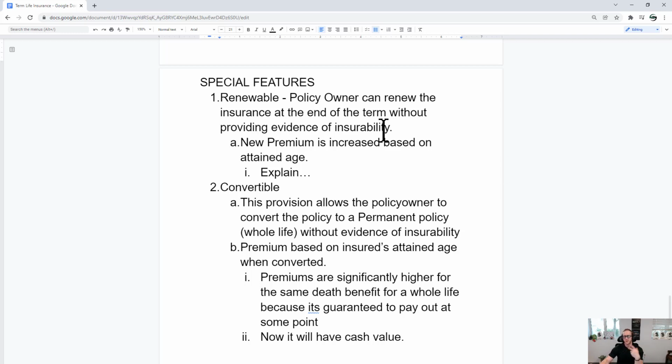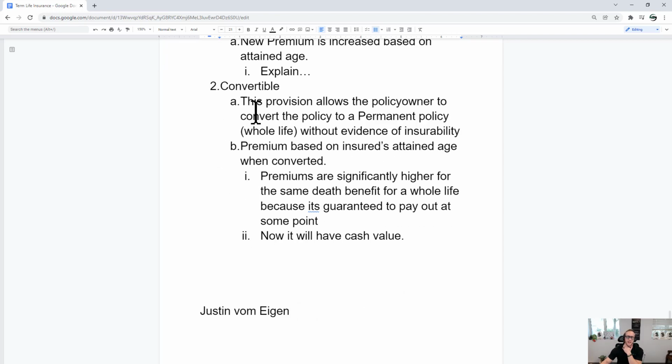All that means is they go through underwriting. So the insurance company checks their health again to make sure that they're still good, and they'll issue them another policy. And the new premium is increased based on their attained age. So they do have the feature of a term policy for your licensing course, or your licensing exam, is to know that, hey, at the end of the term, a lot of time they have the option to renew the term.